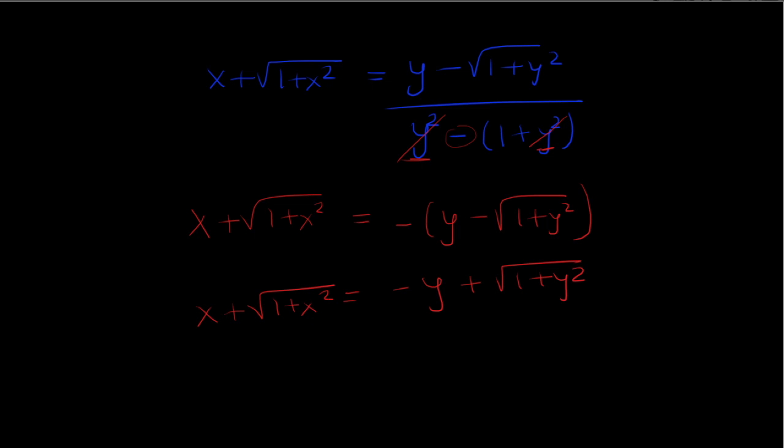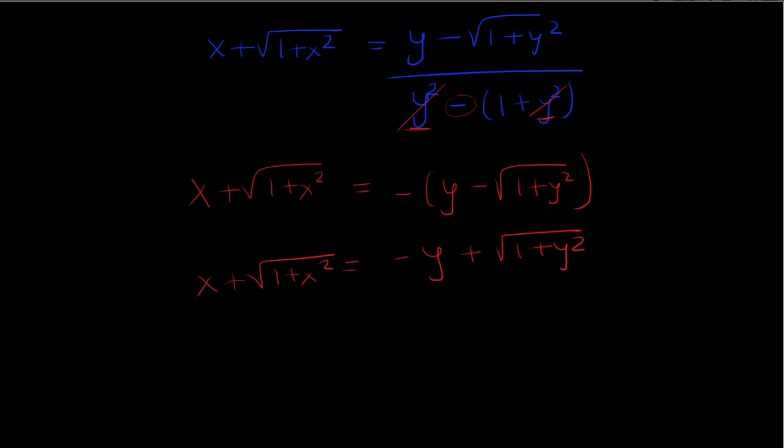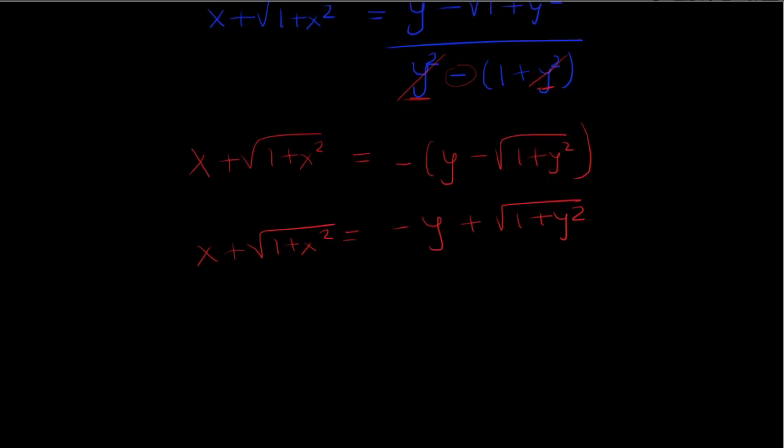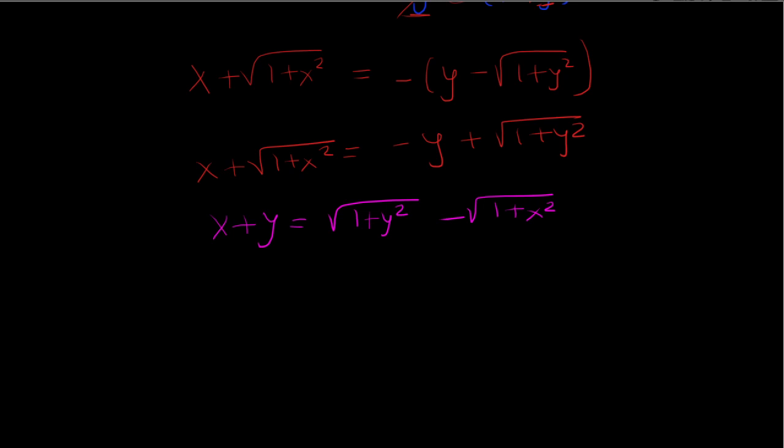So at this point, I'm going to get my x and y together and my square roots together, because the goal here is I want to get rid of the square roots. Okay, it's not helping me right now. So I'm going to add y to both sides. So I have the square root of 1 plus y squared minus the square root of 1 plus x squared. I'm going to square both sides.